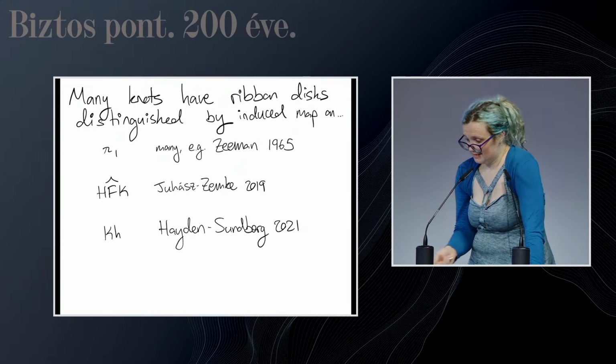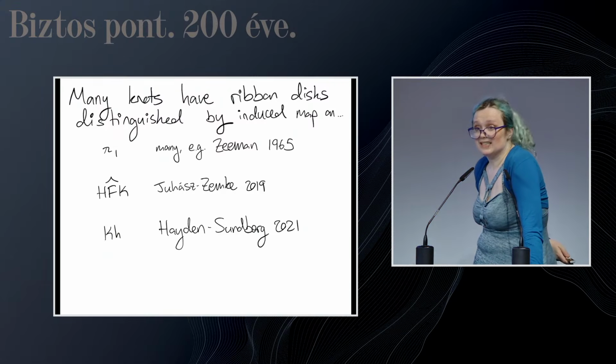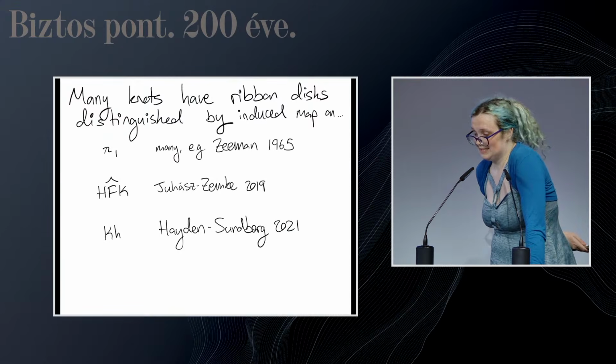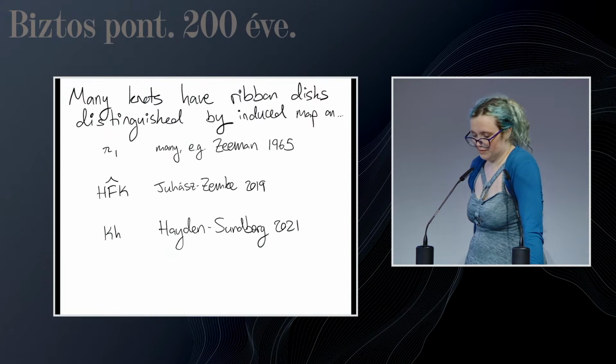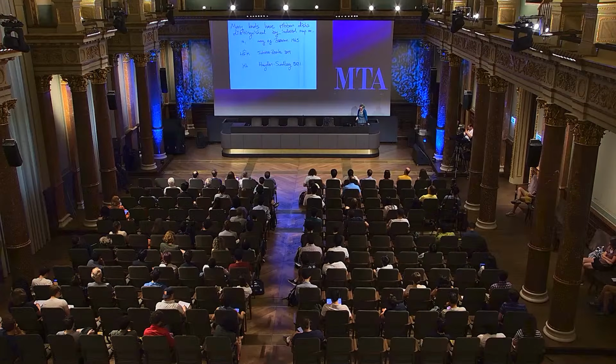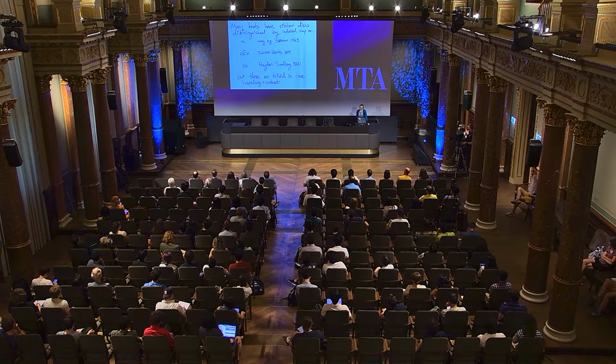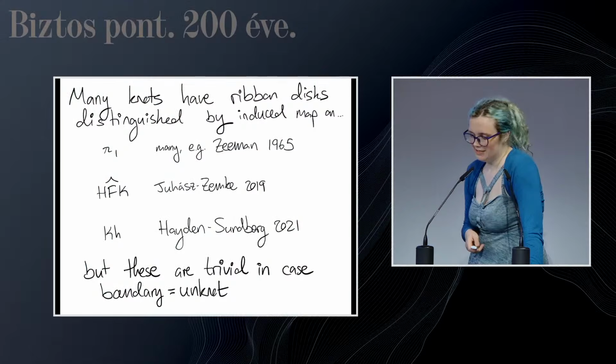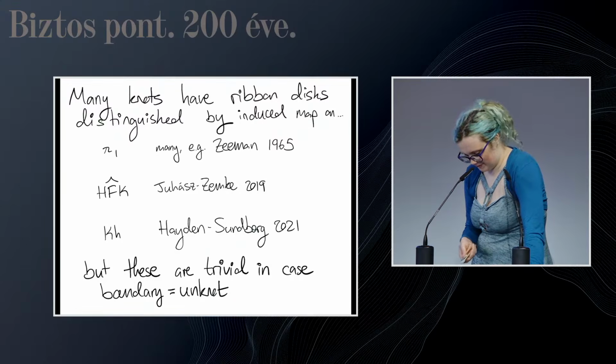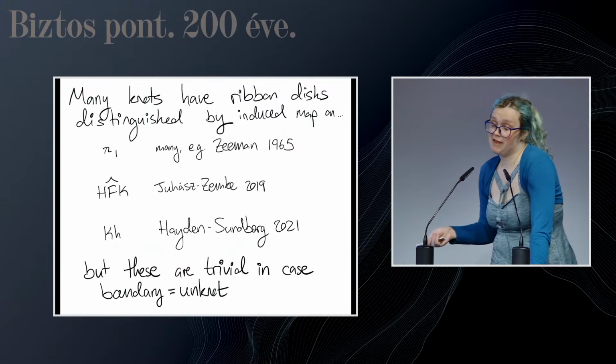And then this Hayden-Sundberg set of disks are actually exotic. They're topologically, but not smoothly isotopic. So pi 1 can't do that, but these modern cobordism maps can. Unfortunately, any technique like this is going to be trivial in the case of boundary equals the unknot. So that's cheating. Because I guess if you have knotted boundary, maybe spheres are better. So I don't know how to answer that question.